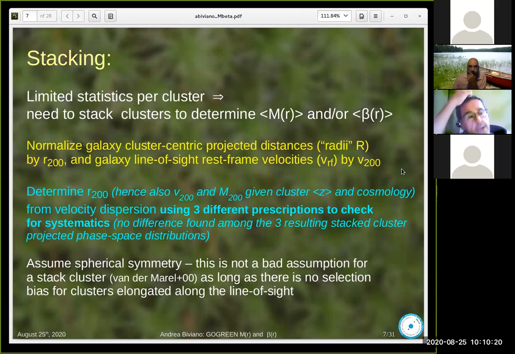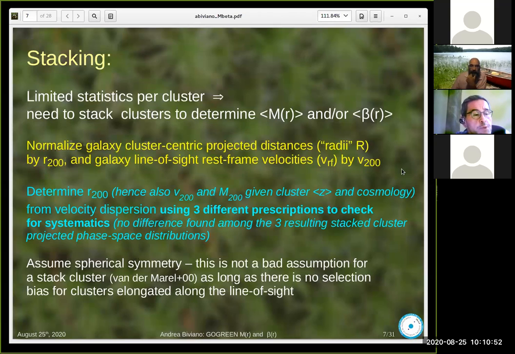And this can be done by several methods in clusters in general. In our case, we have to use kinematics. So we use velocity dispersion, and we use three different prescriptions to go from velocity dispersion to R200, scaling relations basically. And we check that using the three different prescriptions doesn't really change the resulting distribution of the stacked cluster in projected phase space. We use a cosmology 2D analysis to check for that. So it doesn't really make much difference.